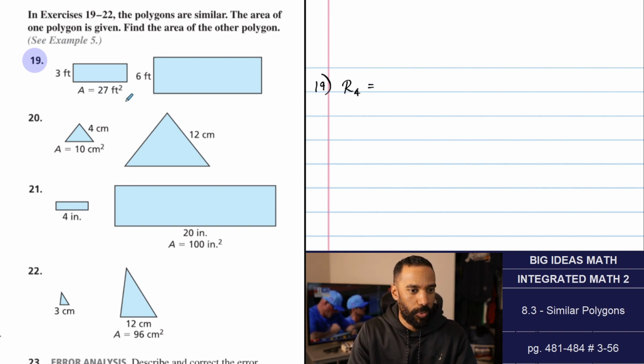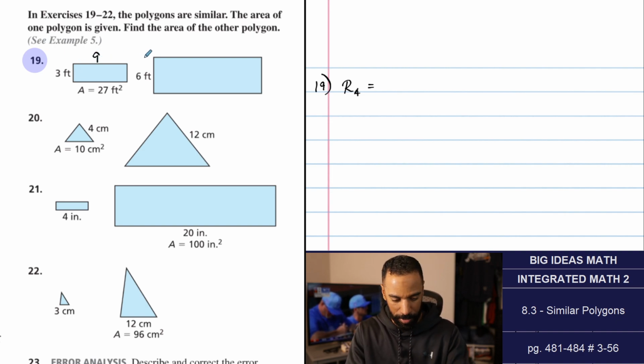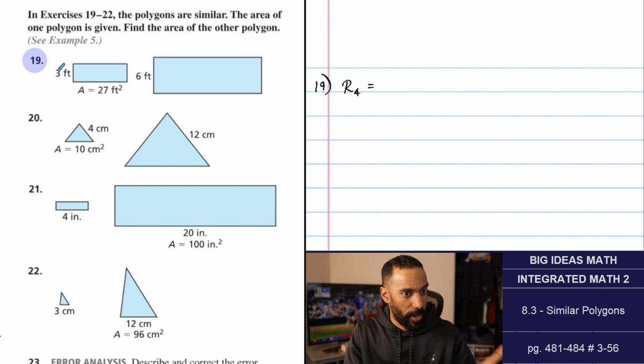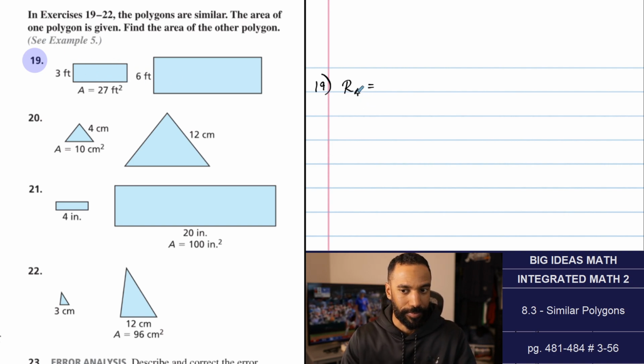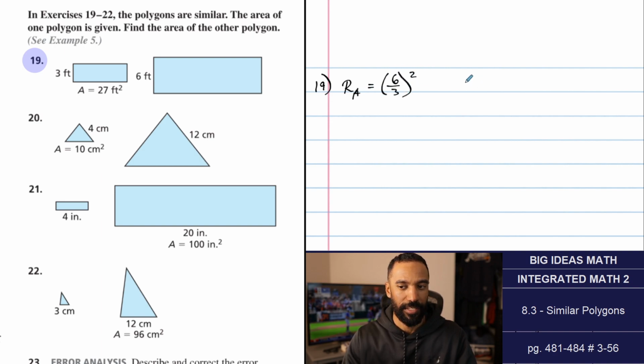This thing has an area of 27 square feet. It's not your goal to figure out that this is like 9 or something. Your goal is to just compare this. 6 is twice as big as 3. Doesn't mean the area is twice as big. 6 is twice as big as 3, but we got to square that result. We got to square 2. And I know that the book does more like 6 squared and 3 squared. We got to square 2 when we get 4.